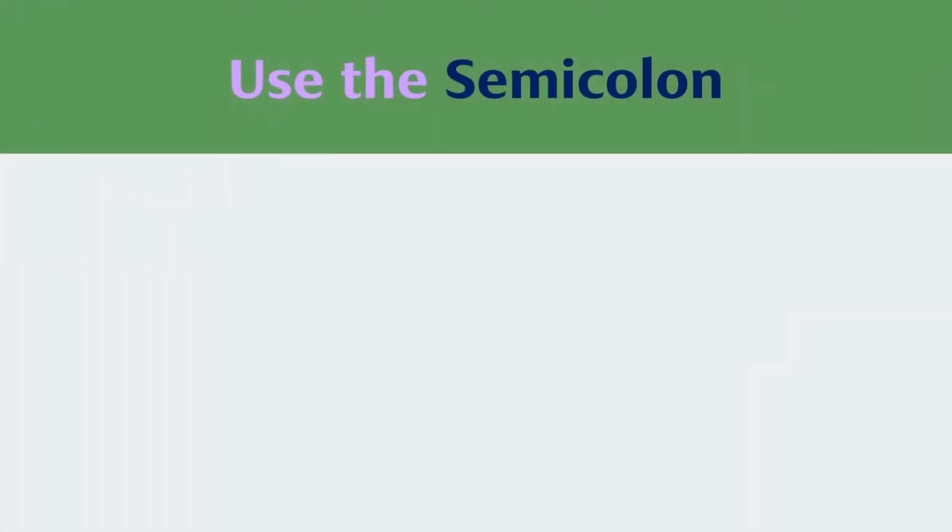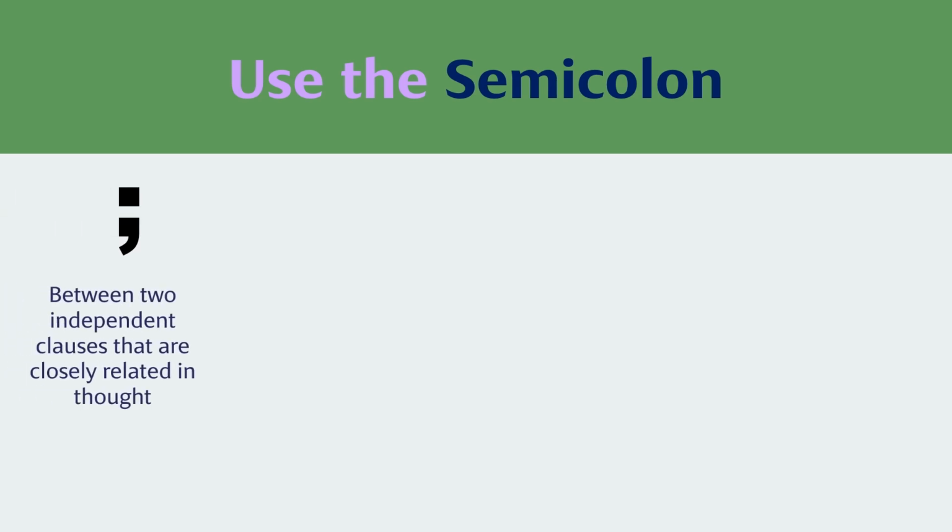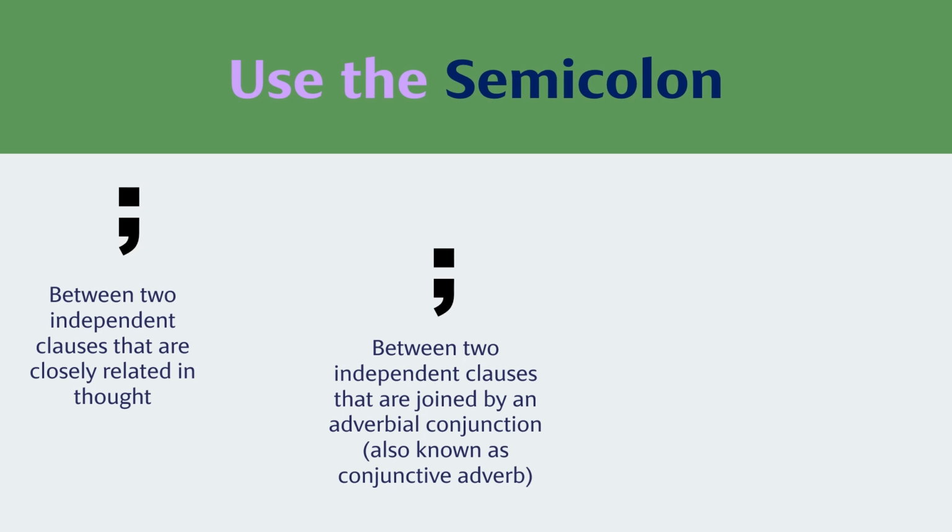Here's a friendly reminder about the 3 instances to use a semicolon. You can use the semicolon between 2 independent clauses that are closely related in thought. You can also use the semicolon between 2 independent clauses that are joined by an adverbial conjunction. It's also known as a conjunctive adverb. And finally, you should use a semicolon in a 2-part series.